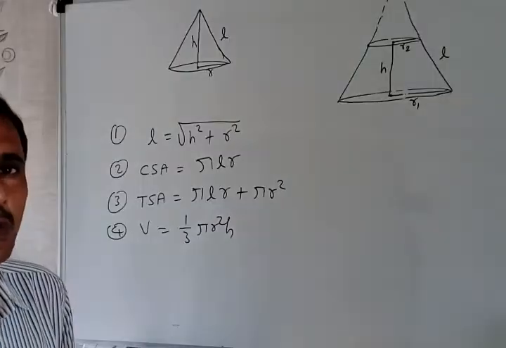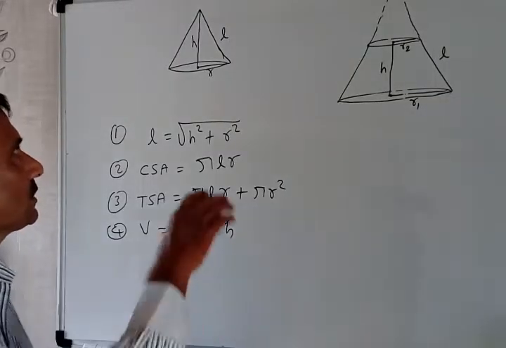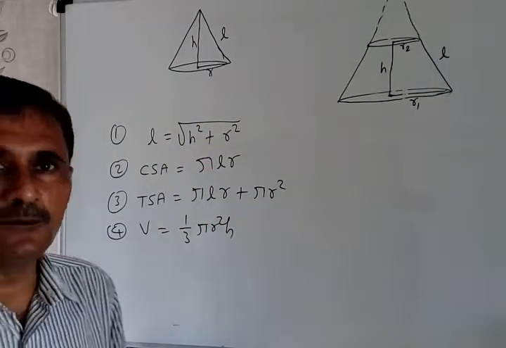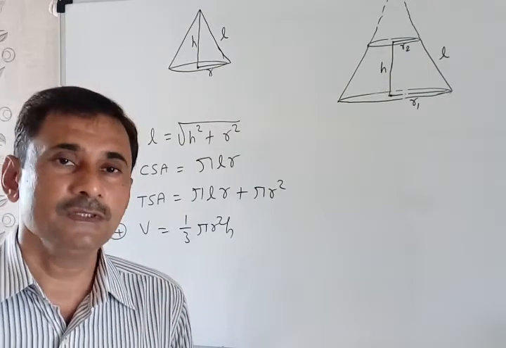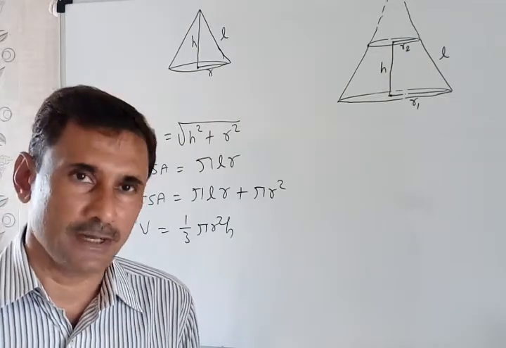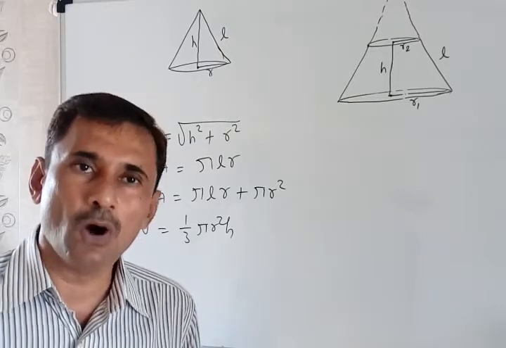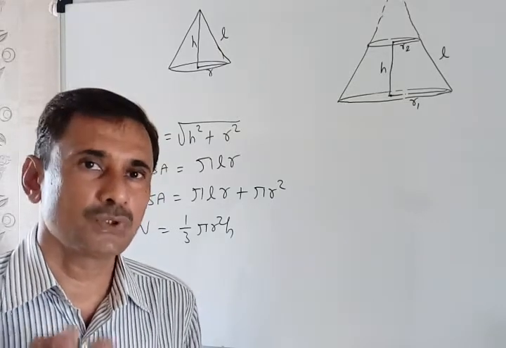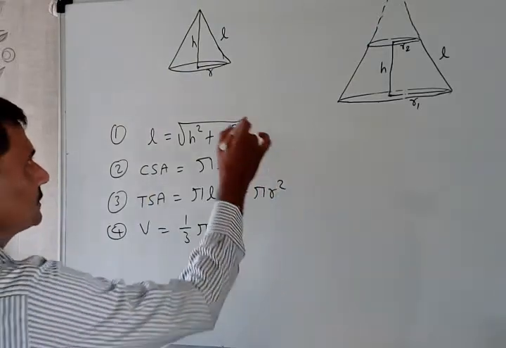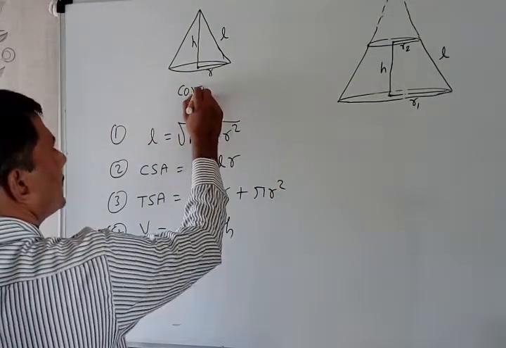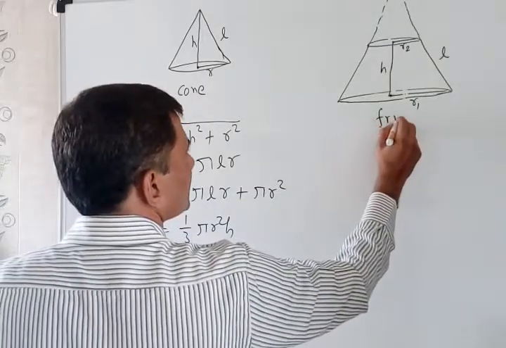First of all, cone you know. What is the cone? That's it, you know. What is the word frustum? Frustum is nothing but a cut-off part. That is the cut-off part of a cone, so it is called frustum of cone. So this is cone. This is called frustum of cone.